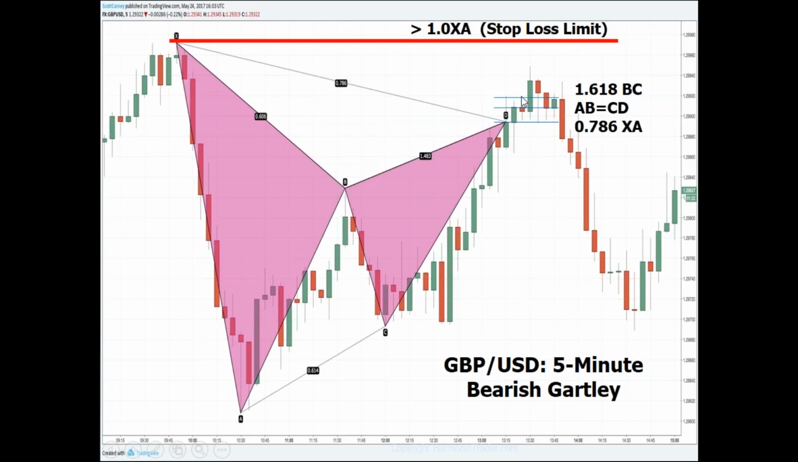And then we utilize the 1618 BC extension, that is from B to C. This distance multiplied by 1.618 gives us the top end of the PRZ. So we know that the entire reversal must occur shortly after hitting this range of numbers, especially with that minimum ABCD where it is.